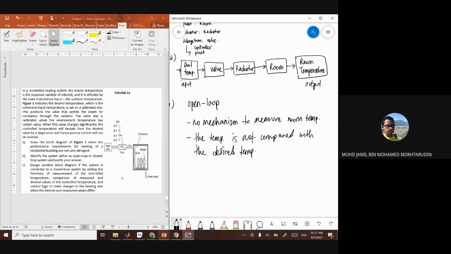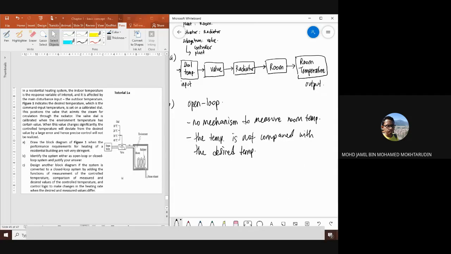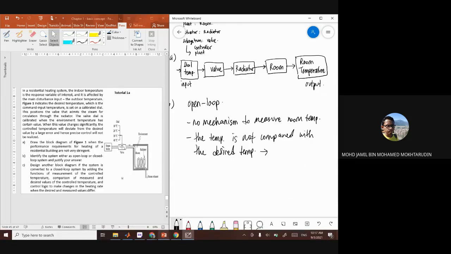Okay, so let's say the room temperature is 35 degrees Celsius, but you want it to be 30 degrees Celsius. So there is no mechanism to measure the difference between what you want and the actual temperature. And because of this, because you cannot compare the temperature, it means that there is no error measurement. Okay. So when there is no error measurement, then it's not a closed loop. Okay, it's an open loop.